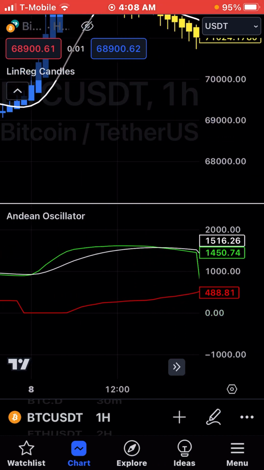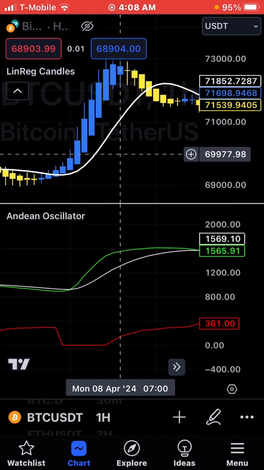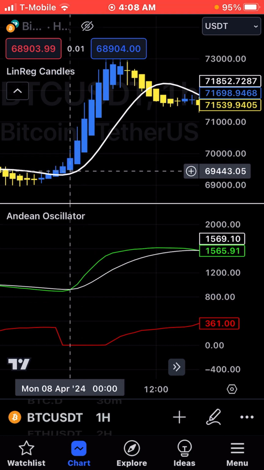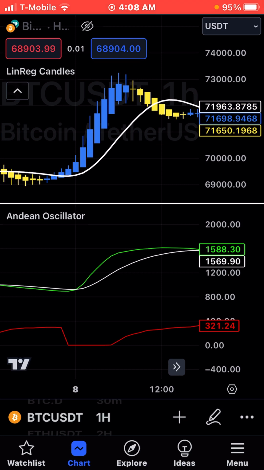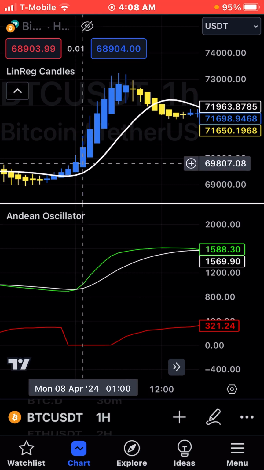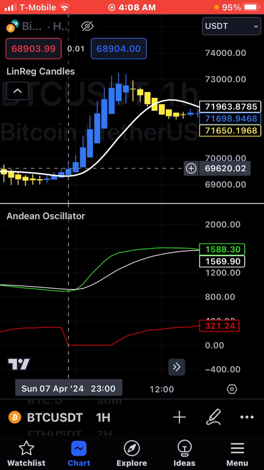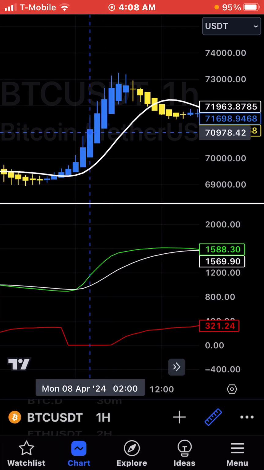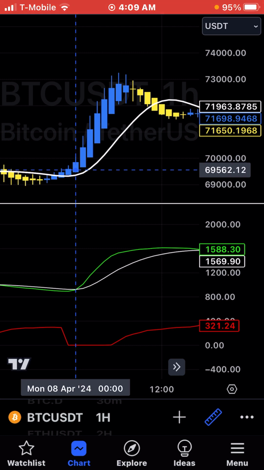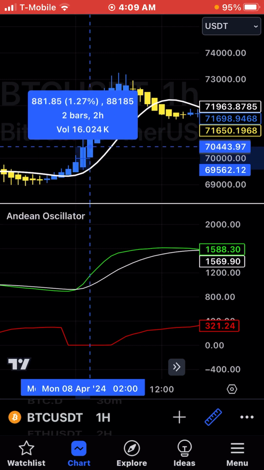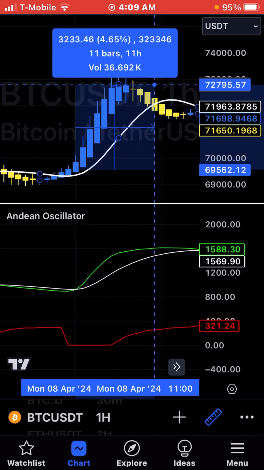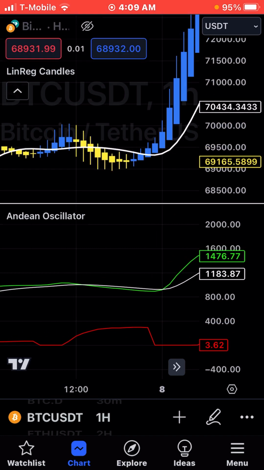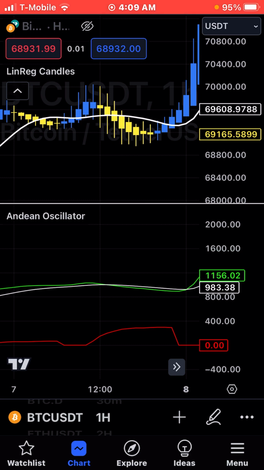So let's look at a couple examples here. We see the green line going through the signal line right here. So this is a signal of an uptrend. You see the candles are above the linear line, so this is confirming it twice that it is an uptrend. So this would be a good move to do. If you entered right here, you could do a long. You can ride it out till it hits the linear line again, and this could be some profit right here. Now, what you want to keep your eye open for are consolidation periods.